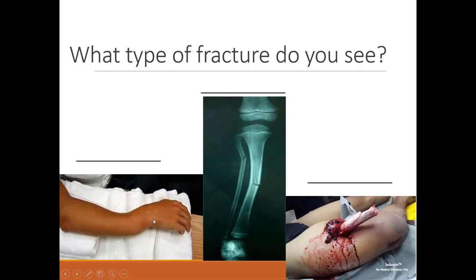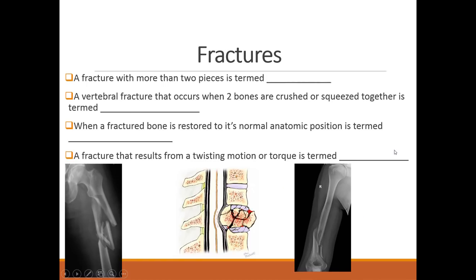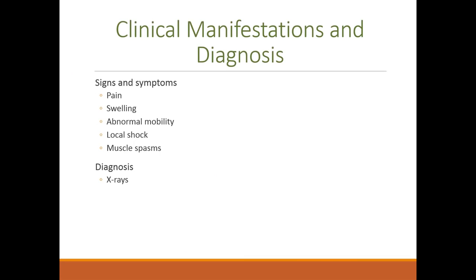This is a closed type of fracture because there is no breakage of the skin. There's no clear observation of bone. Whereas this would be an open or a compound type fracture, which would be obviously terrible. There's lots of things that will be more at risk with this patient. So you want to be able to identify the pictures if you can.